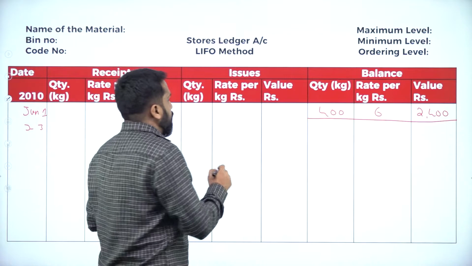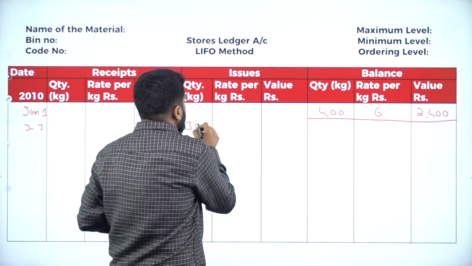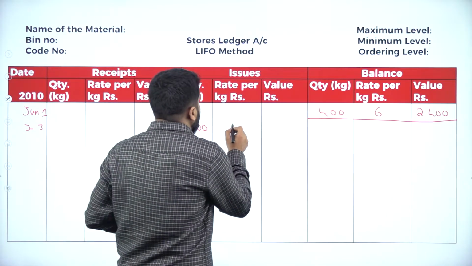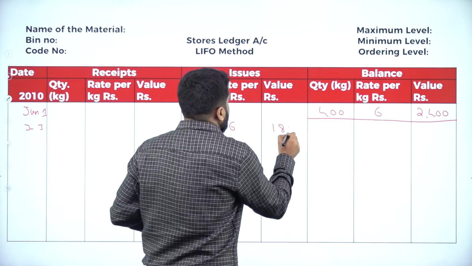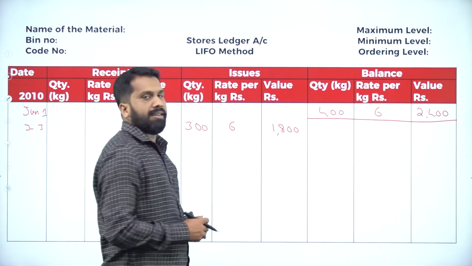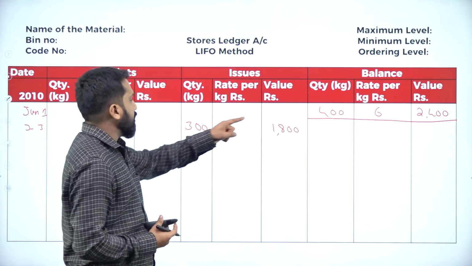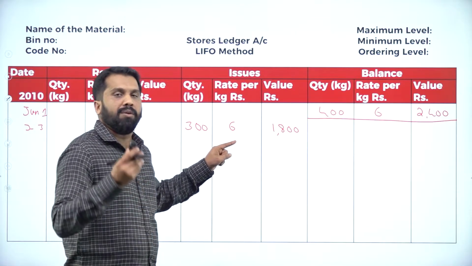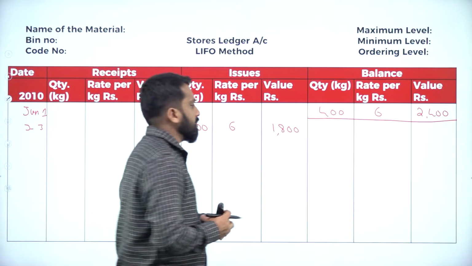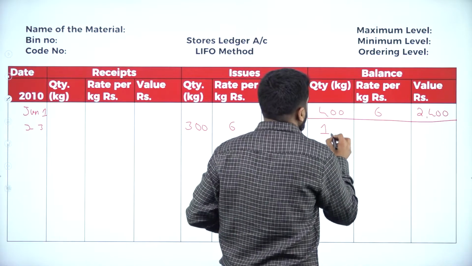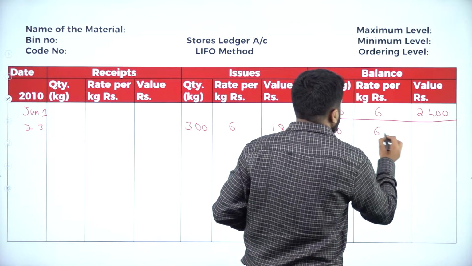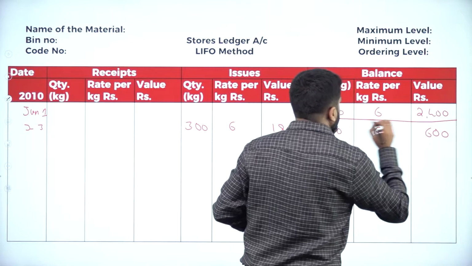So, out of 400, I have taken 300. What is the value? 6. It is 1800. Out of 400, I have used 300. What is the balance? 100. Value 6. It is 600.